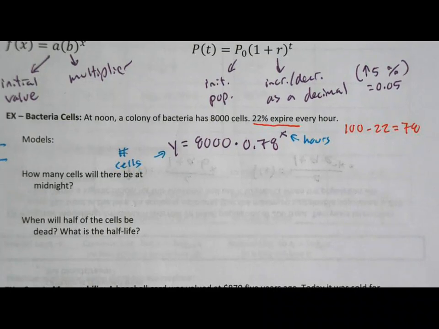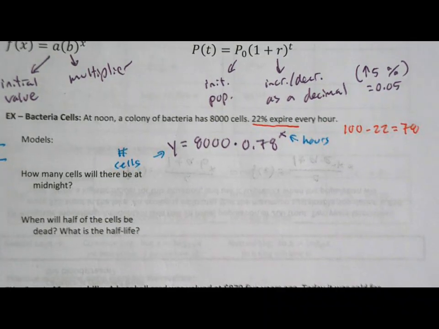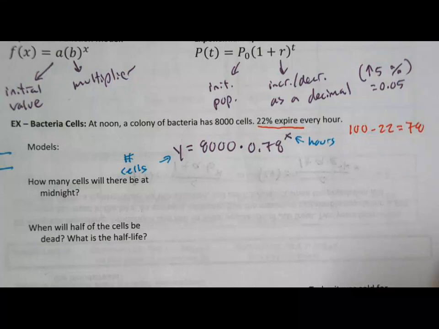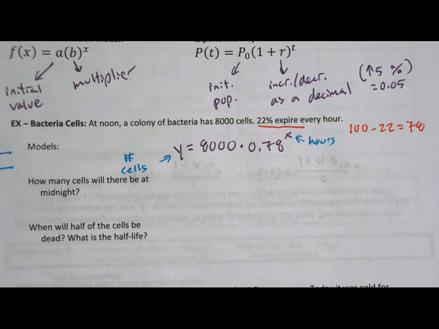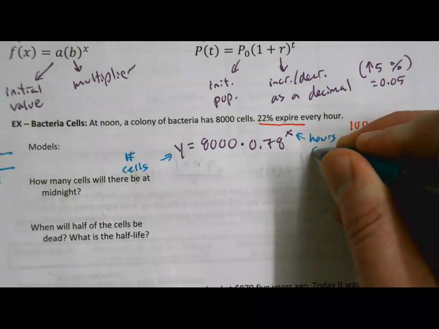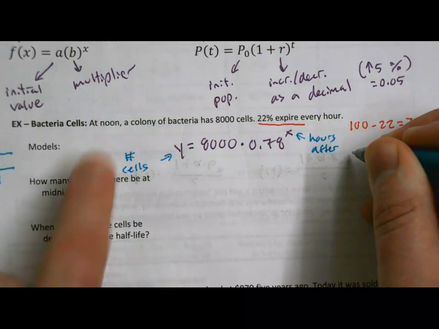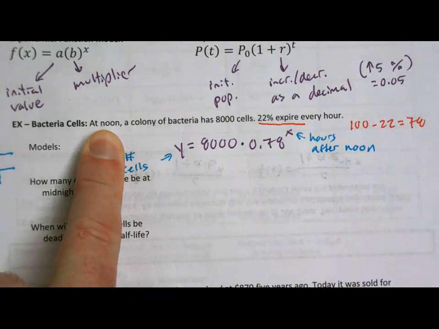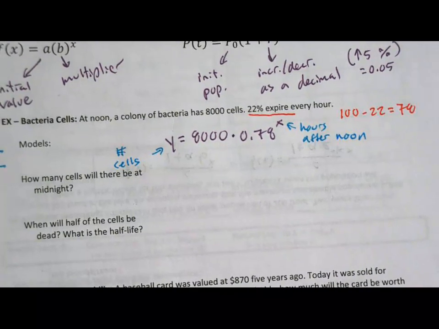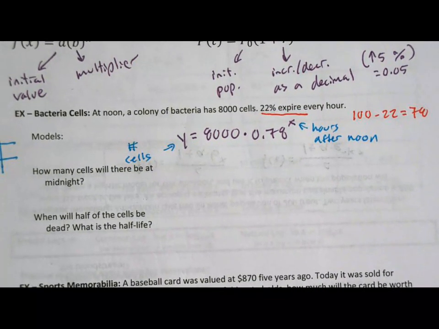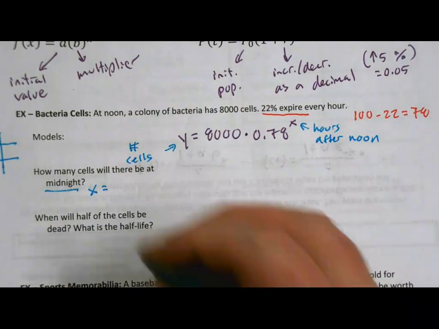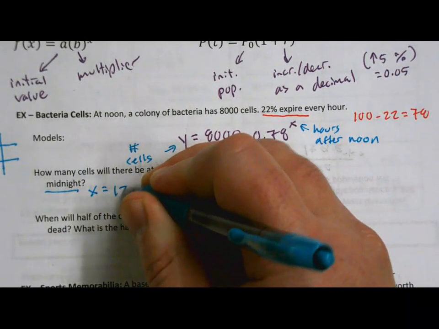How many cells will there be at midnight? Ooh, you know what? When I said hours, I should have been more specific. X is the number of hours after noon, right? We said we're starting at noon, so that must be our starting point. So how many cells are there going to be at midnight? Are they giving us an x value or y value? X would be 12. Yeah.